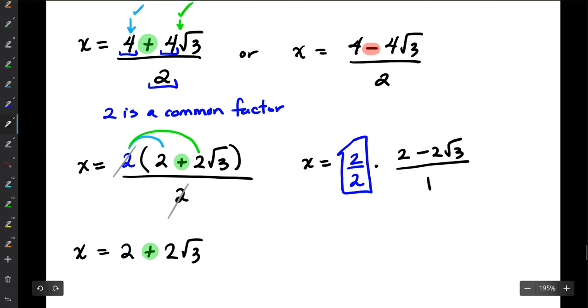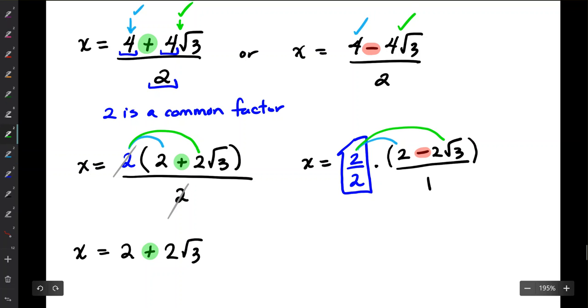Multiply fractions straight across. Because I have a subtraction sign there, we've got terms. So I'm going to go ahead and use my distributive property. 2 times 2 is 4. Right there, check. And 2 times minus 2 root 3 is minus 4 root 3. And in my denominator, 2 times 1 is 2. Yes, these are in fact the same. X is equal to 2 minus 2 root 3.